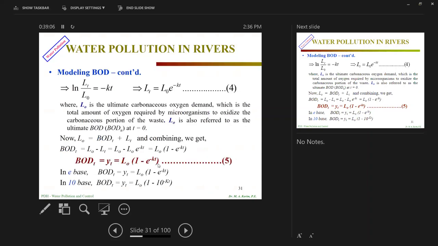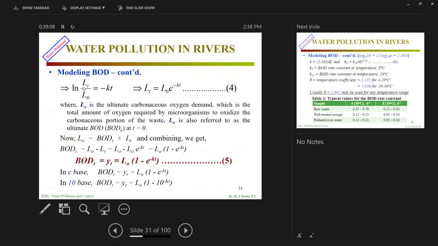Okay? If I continue, then the natural logarithm ln(Lt/L0) equals negative Kt. So ultimately, I get the equation Lt equals L0 times e to the power minus Kt. Here, L0 is the ultimate carbonaceous oxygen demand, the ultimate BOD, which is the total oxygen demand required by the microorganisms to oxidize the carbonaceous part of the waste.